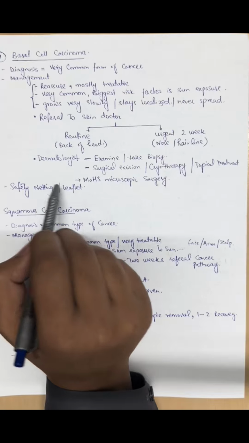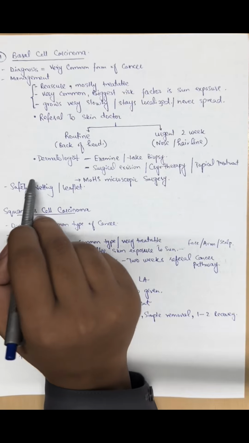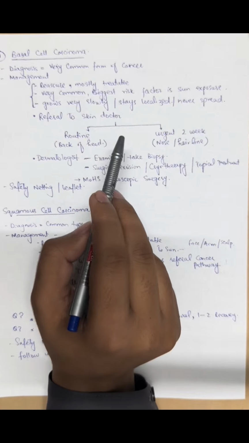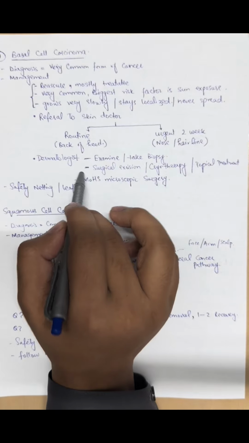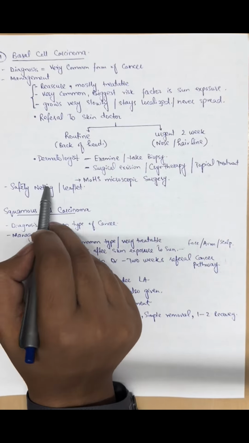Then safety netting and leaflet: you have to give the leaflet. For safety netting, tell them that if it becomes severe, painful, or bleeds, or something like that, they have to come to the hospital immediately.